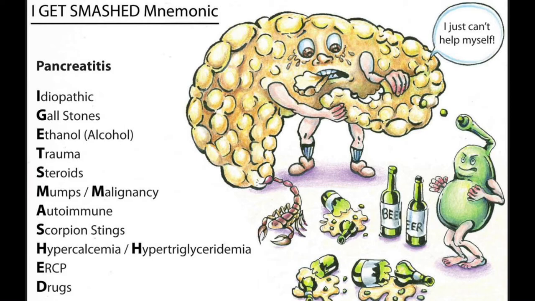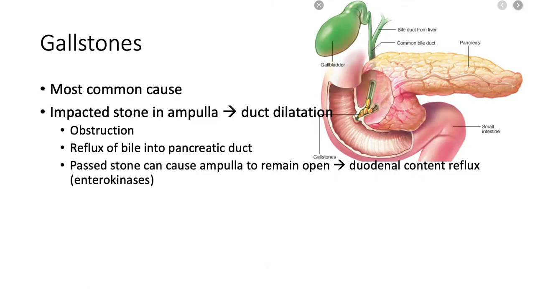So first is the gallstones. As I said, it's the most common cause. And how does it lead to pancreatitis? So we have here, if you can see the cursor, the gallbladder and then the common bile duct, okay? The common bile duct is connected with the main pancreatic duct through the ampulla of Vater, okay?